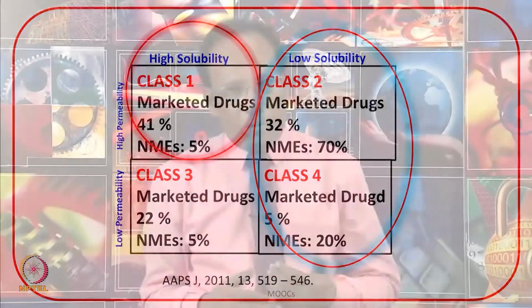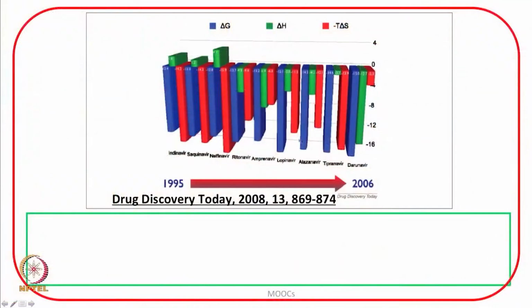That is why I made that comment over there, that for high quality compounds, the efforts at increasing the solubility should be strengthened. Now, let us take a look at some more trends. Let us take a look at this data very carefully.